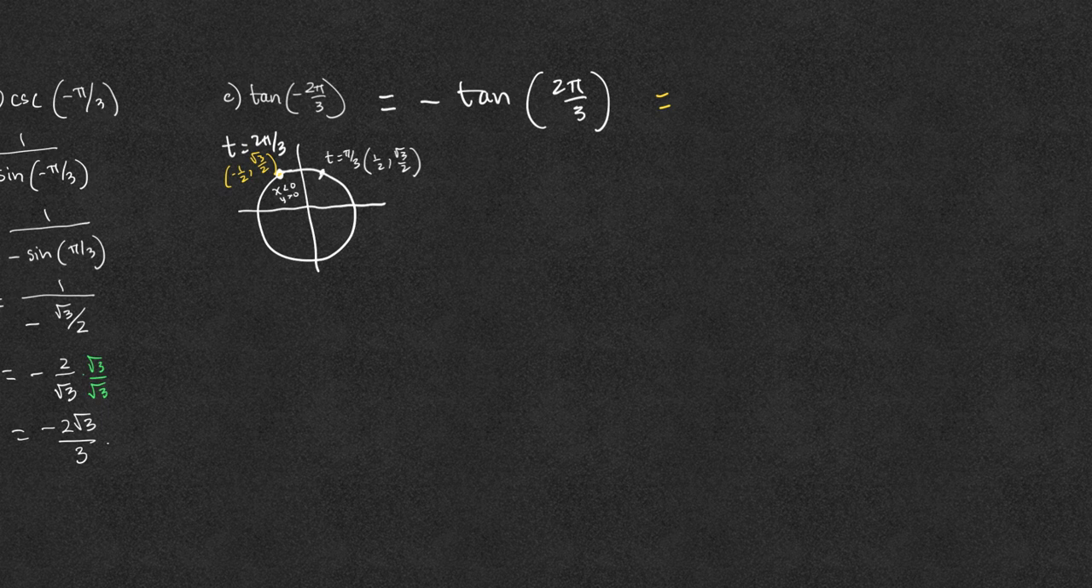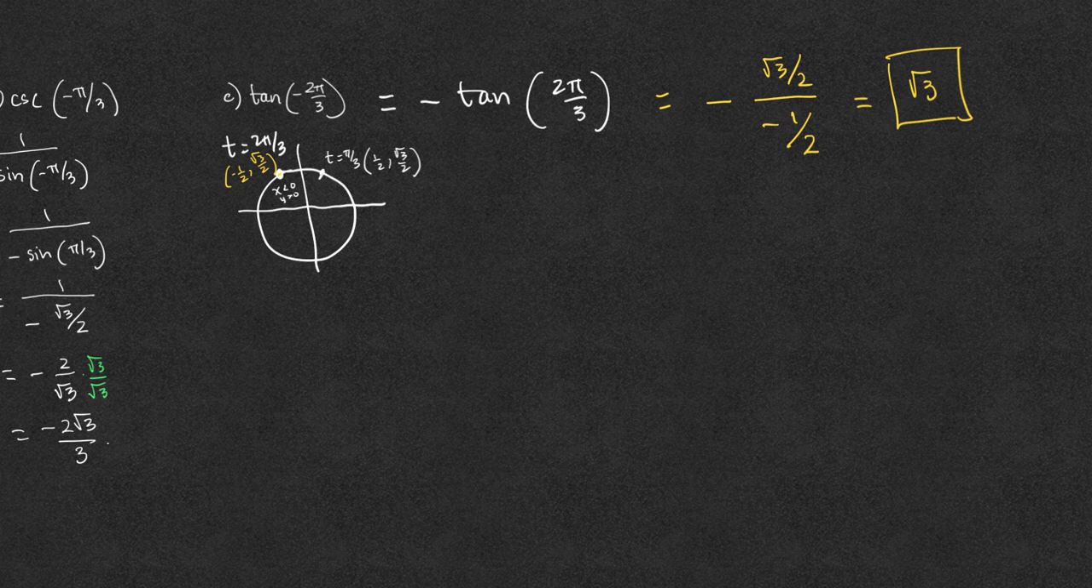The negative in the front, we rewrite it. Tangent of 2 pi over 3 is defined to be the y-coordinate, which is root 3 over 2, over the x-coordinate, which is negative 1 over 2. The 2 and the 2 cancel out, so we end up with root 3, and the negative divided by the negative is a positive number, so the answer is root 3.